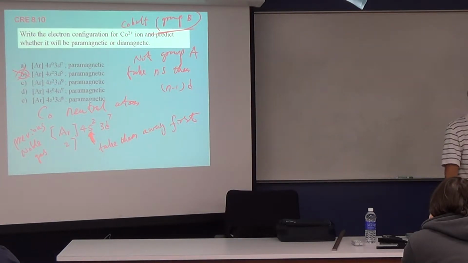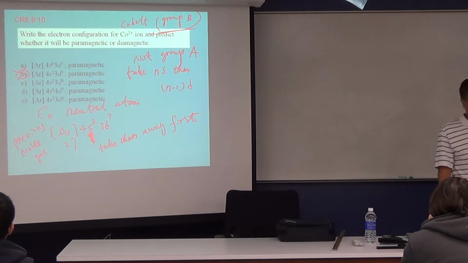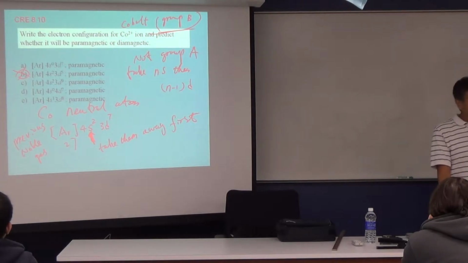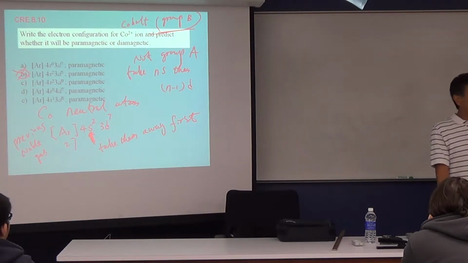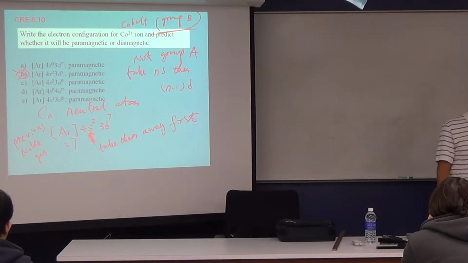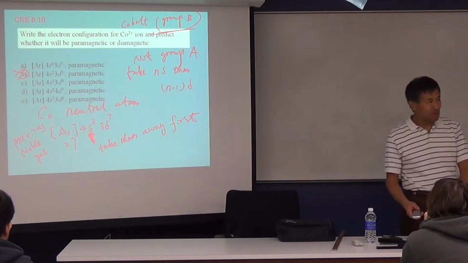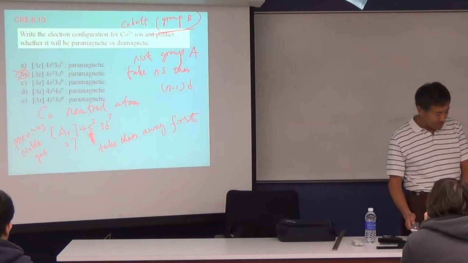For the transition metal. For the Al, right? Magnesium, they are group A. For the group A, if they have the electron in the P, take the highest P first, then the highest S. And not that difficult, right? So let's see that. I think that's enough.